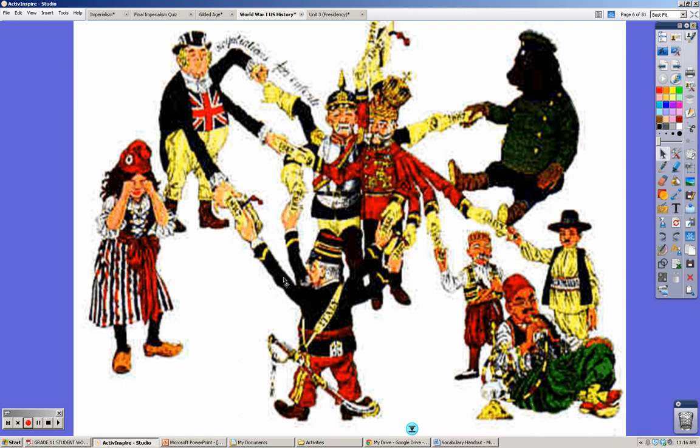So you can see a little tangled web of alliances. They're all kind of holding hands with each other, and it's really hard to decipher who's with who, and that can create a global war.